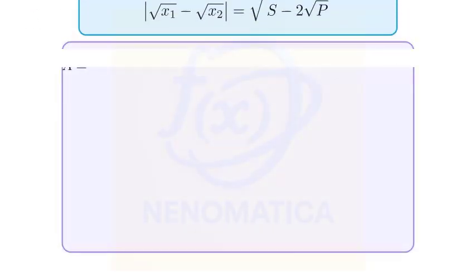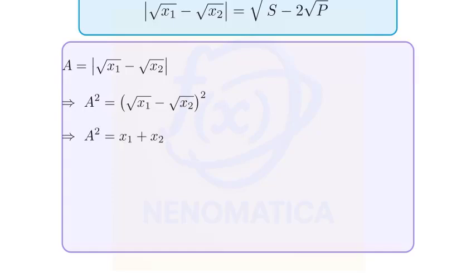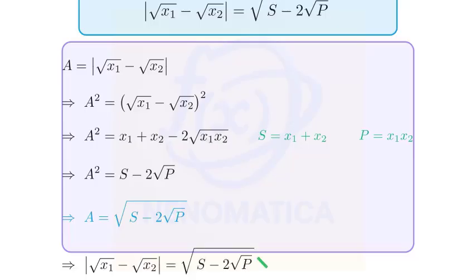We will now follow the exact sequence of steps. First, define A to be the absolute value of the square root of x1 minus the square root of x2. Next, we square both sides. Then we expand the square. After that, we rewrite the sum x1 plus x2 as S, and the product x1 x2 as P. We then simplify to get A squared equals S minus 2 times the square root of P. Finally, since A is non-negative by definition, A equals the square root of S minus 2 times the square root of P, which completes the proof of the original identity.